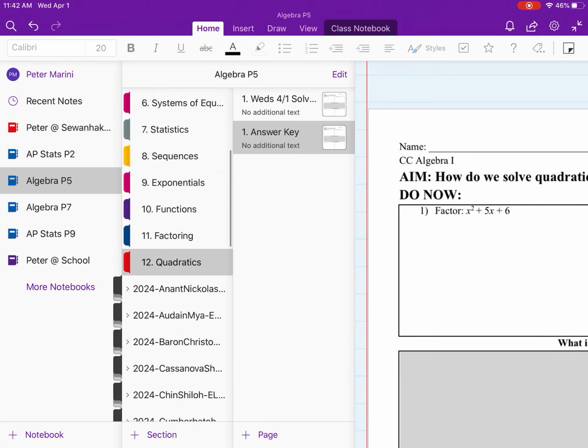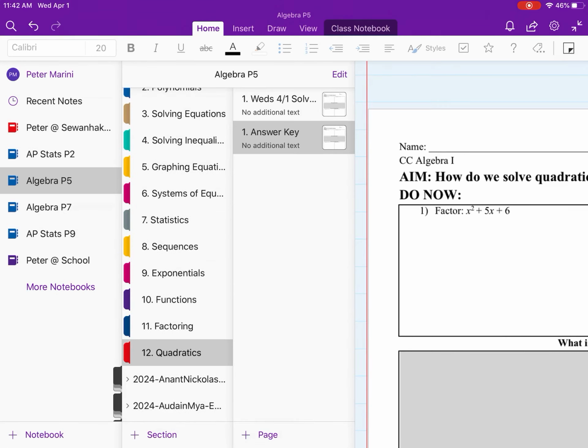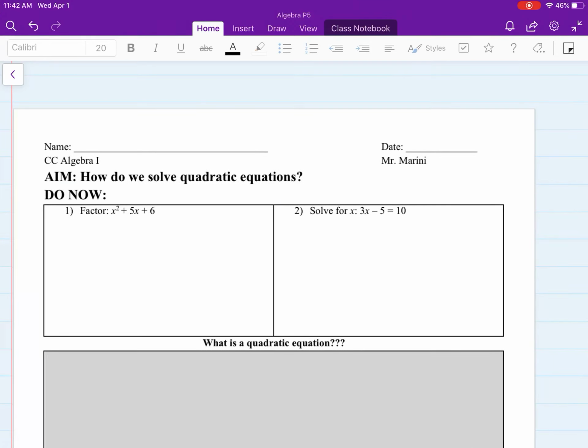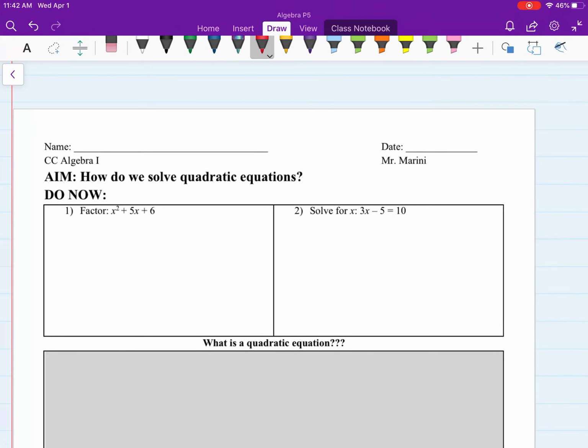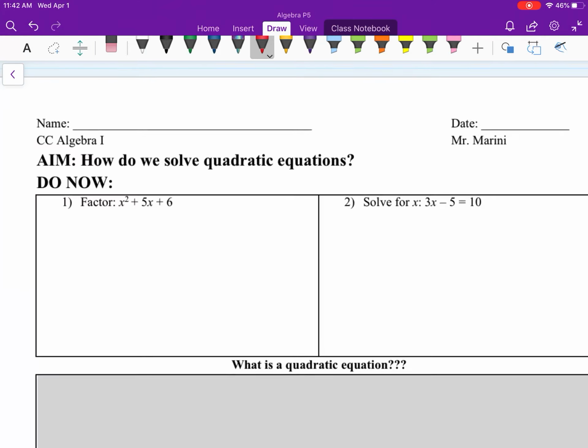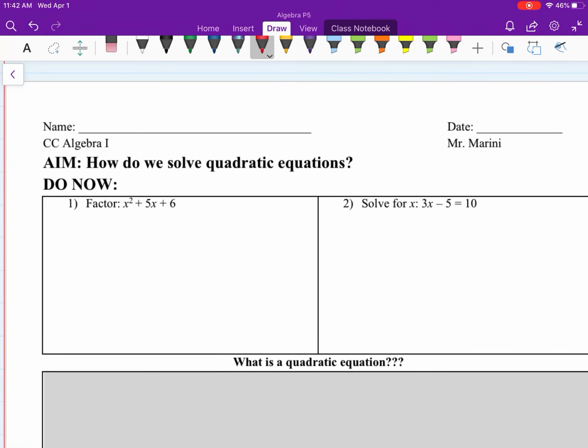This is going to be our first lesson in the quadratic equations folder that you guys can see right over here, folder number 12. So if you haven't done so already, please make one for yourself and copy over the lesson. Our do now here, the first question is a factoring question, just to kind of review that again.